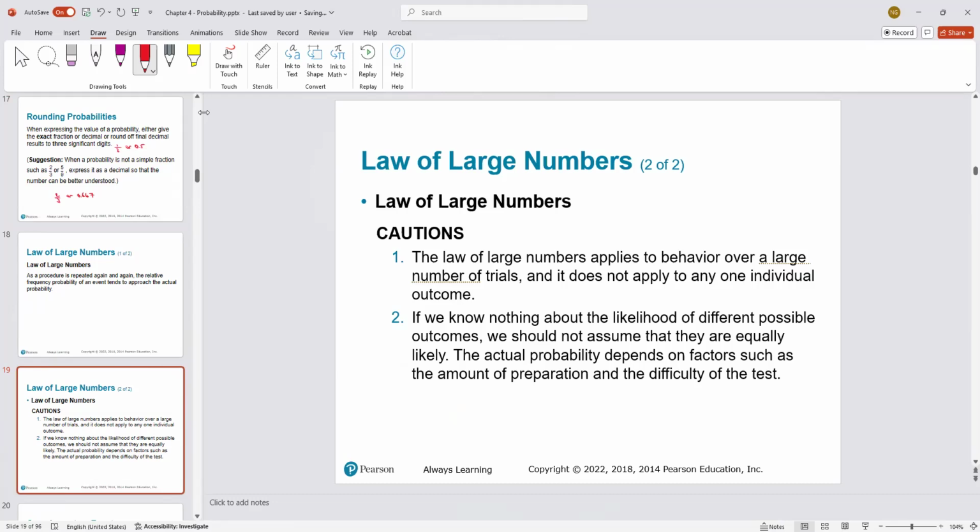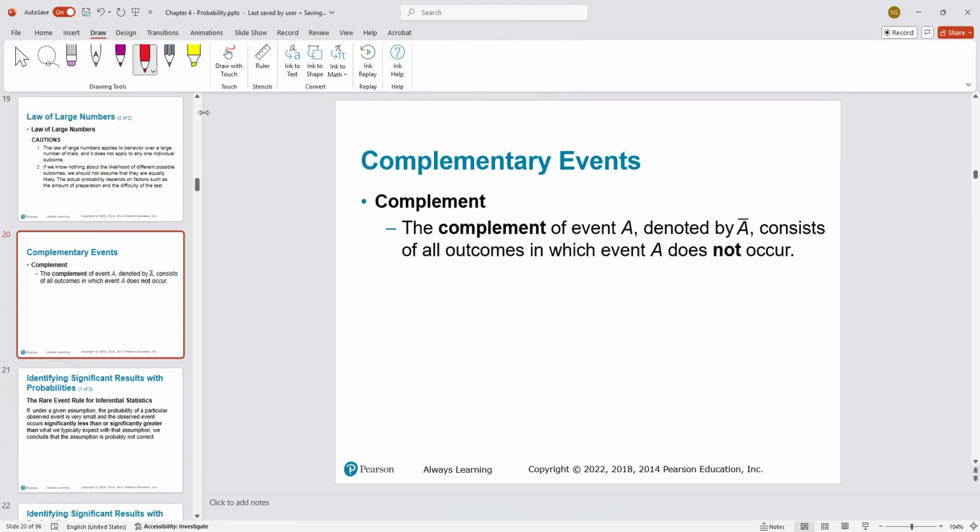The actual probability depends on factors such as the amount of preparation and the difficulty of the test. That's very important. Those are the questions we need to take in this case.